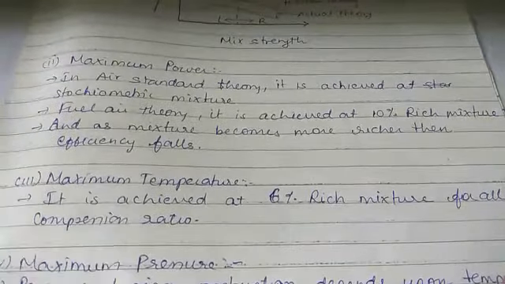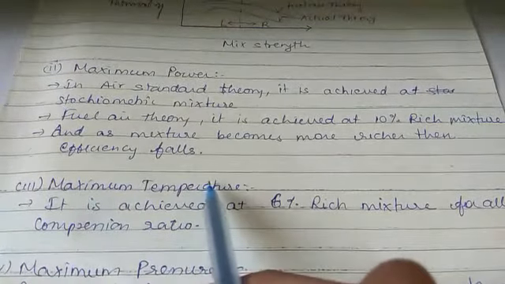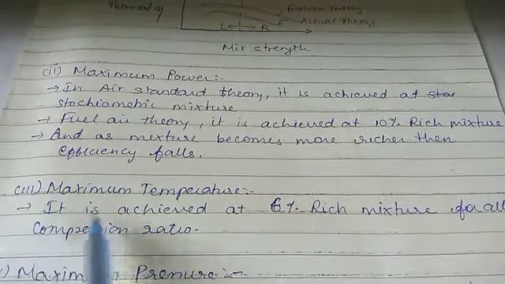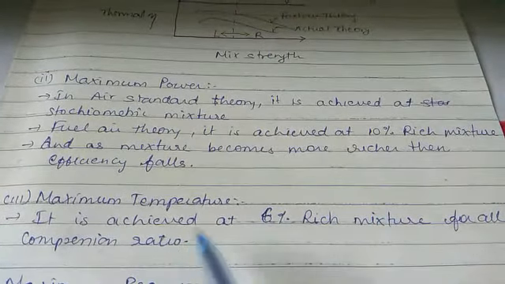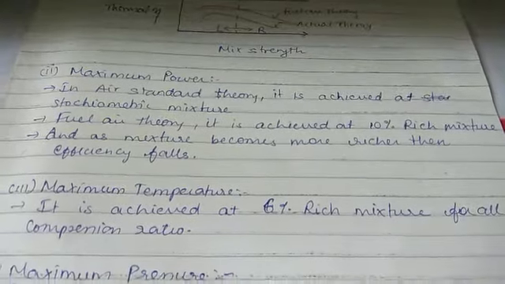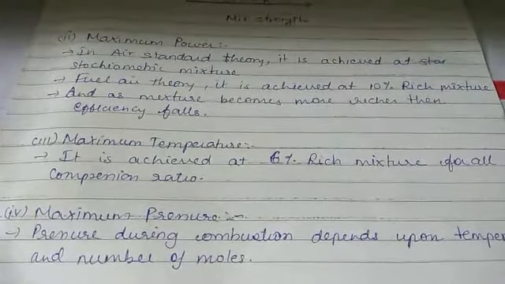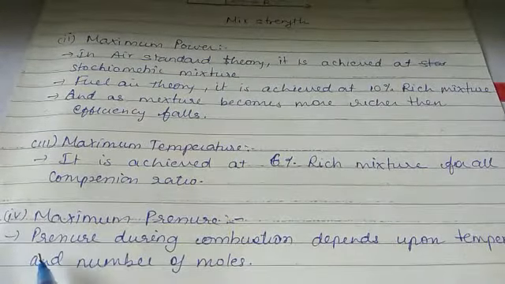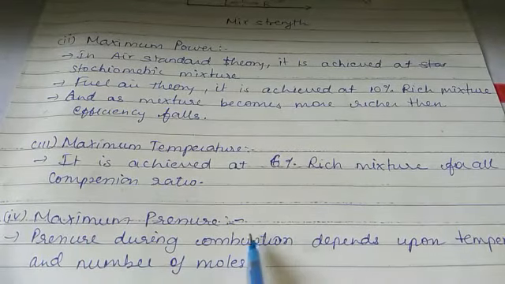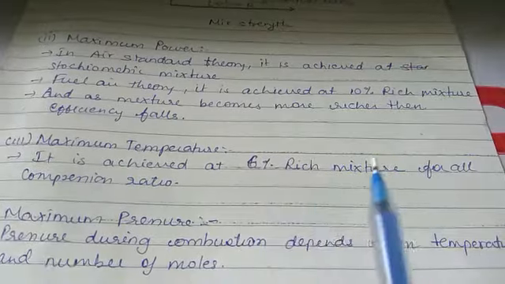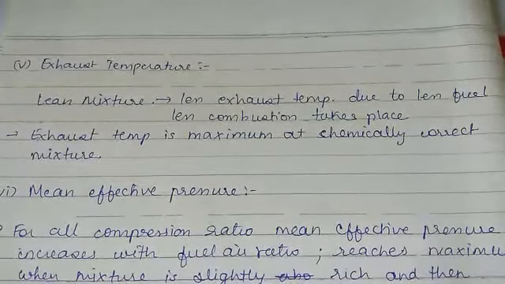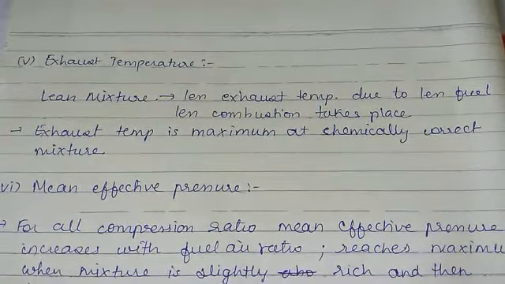Now the third point is maximum temperature. It is achieved at a 6% rich mixture for all compression ratios. And the last point is maximum pressure. Pressure during combustion depends upon the temperature and the number of moles. So there are two more points added to it.